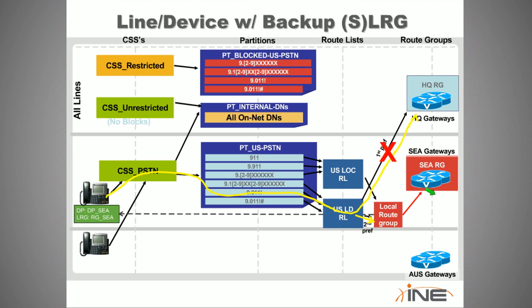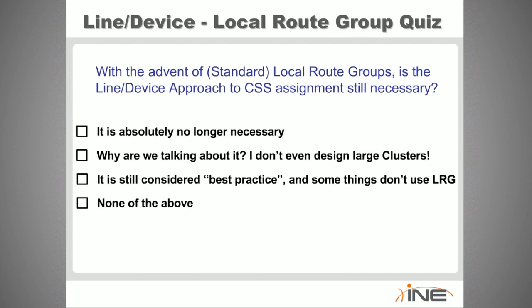There was the route back from the second choice. The local route group goes back to the device pool and found the Seattle gateways. We have one more quiz I put together.